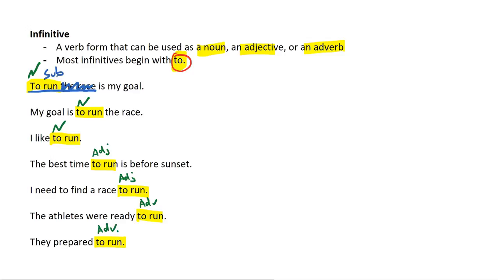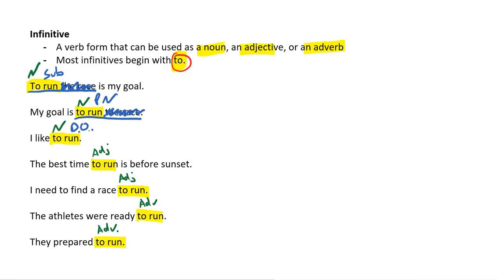My goal is to run the race. Again, to run is acting like a noun, and again, this is an infinitive phrase. So imagine if this wasn't here. My goal is to run. Well, in this case, goal equals run. This is your predicate nominative. And then in the third one, I like to run. I like it. Again, it's acting like a noun. This is acting as your direct object.